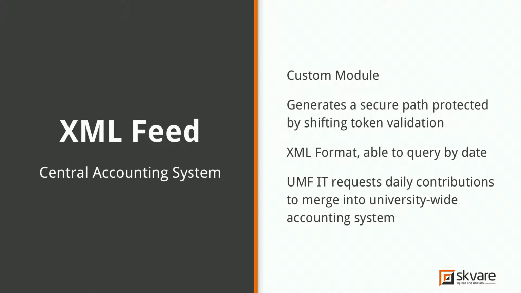So we have a system through which we generate a secure path and protected by a shift and token validation, which passed their university-wide technical and security requirements. So unless we're expecting it and they're sending the proper token and all the exchange happens as expected, you don't get any data publicly available. But it also avoids any particular, you can automate this.